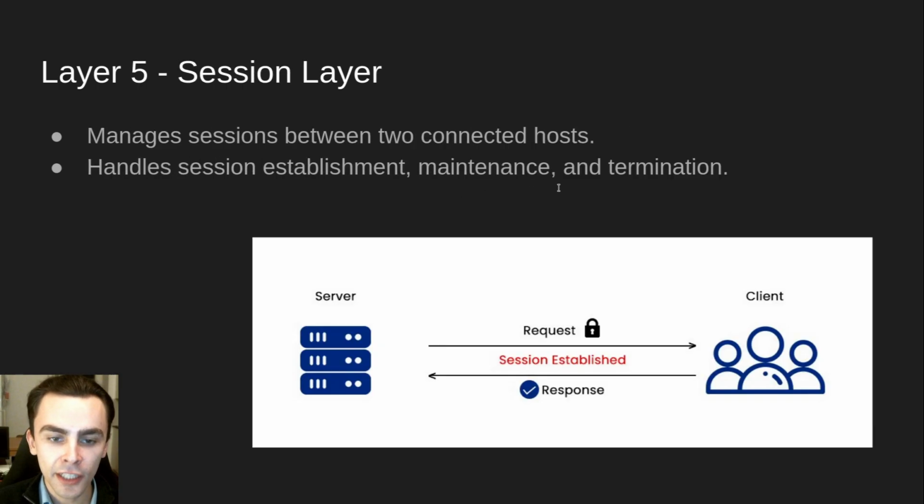Layer 5, the session layer. After a connection has been established by the transport layer, the session layer will now ensure a session gets established between the two devices. Then you might ask yourself, what's the difference between a connection and a session between two devices? When a connection establishes, this means that two devices have successfully gotten in contact via TCP or UDP protocol.